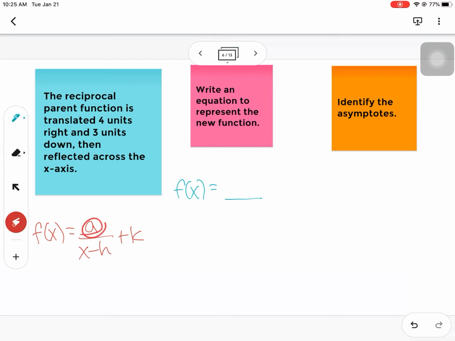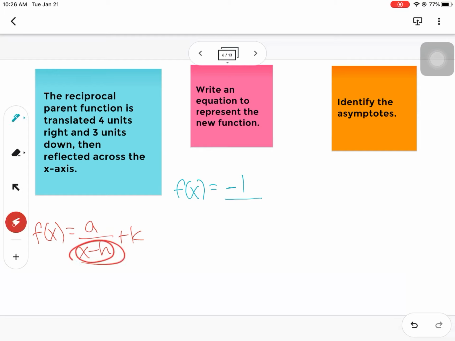For my a value, again, that would be a stretch, a shrink, or a reflect. And here it tells me it was reflected across the x-axis, so I know that that value needs to be -1. Nowhere in this paragraph does it mention a stretch or a shrink. So we don't know that it wasn't, because it doesn't definitively say it wasn't. So typically I do put a -1, but I will not count you wrong if you tell me it's -2 because it would still follow the characteristics listed.